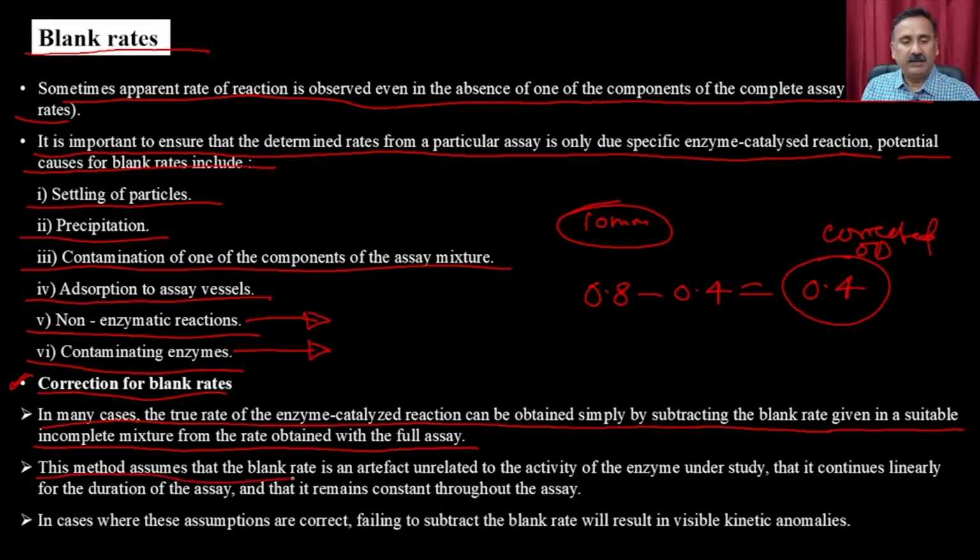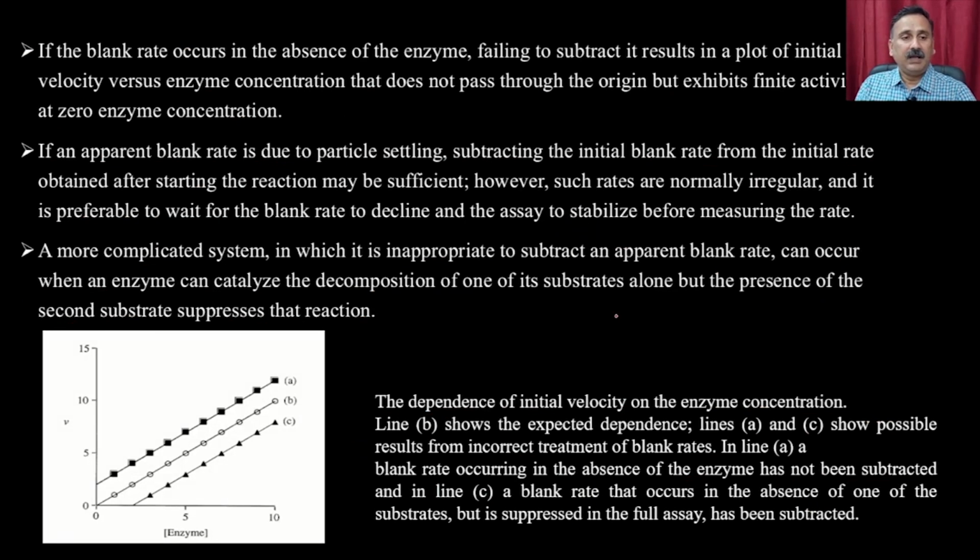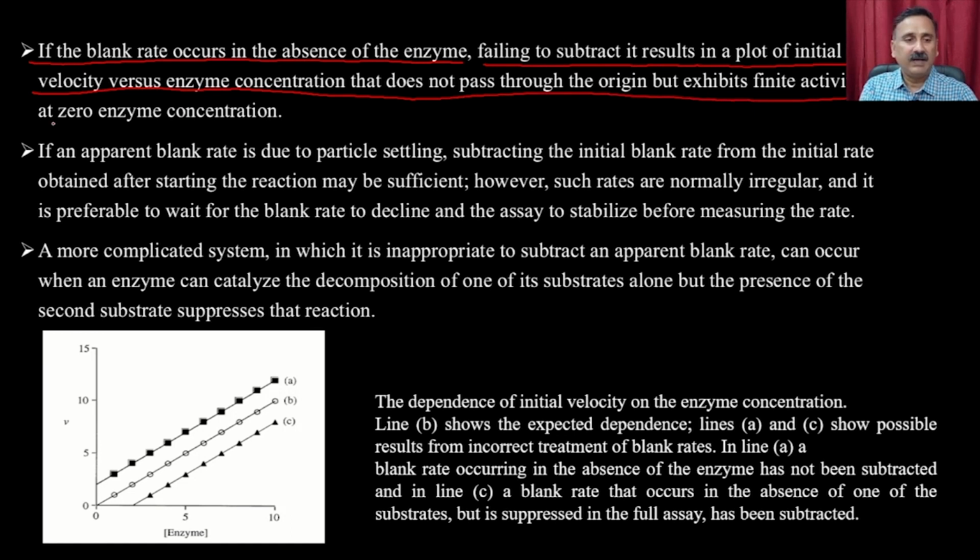This method assumes that the blank rate is an artifact unrelated to the activity of the enzyme under study. That is, continuous linearity for the duration of the assay, and that it remains constant throughout the assay. In some cases where these assumptions are correct, failing to subtract the blank rate will result in visible kinetic anomalies. Then, if the blank rate occurs, failing to subtract it results in a plot of initial velocity versus enzyme concentration that does not pass through the origin but exhibits finite activity at zero enzyme concentration.